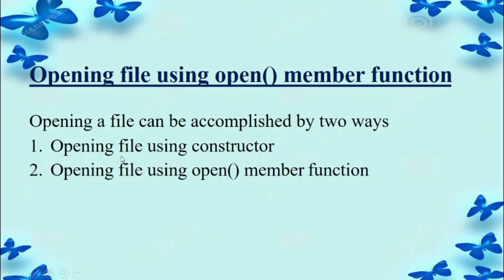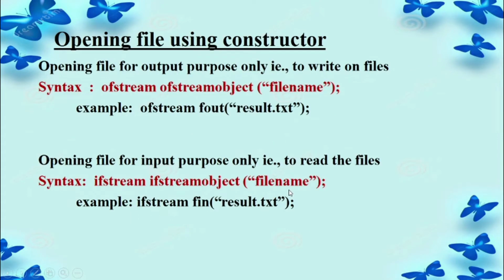There are two methods for opening a file for writing or reading: opening a file using a constructor, and opening a file using the open member function. The first one is opening a file using a constructor. For output purposes only, that is to write on the file, we can open the file using this syntax: the ofstream class, declaring an ofstream object, and mentioning the file name. The example is ofstream fout, that is the ofstream object, and we write the file name in the brackets within inverted commas. Using this syntax we can open a file and write on it.